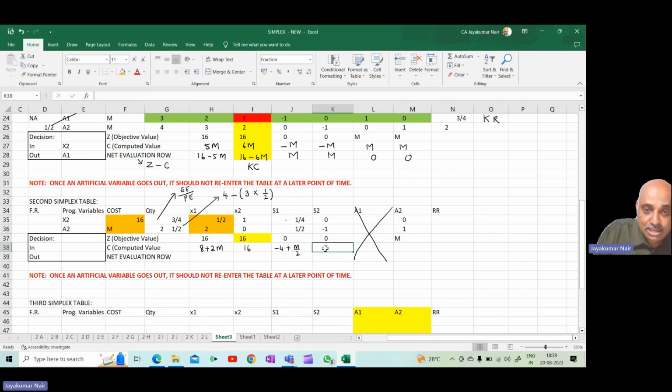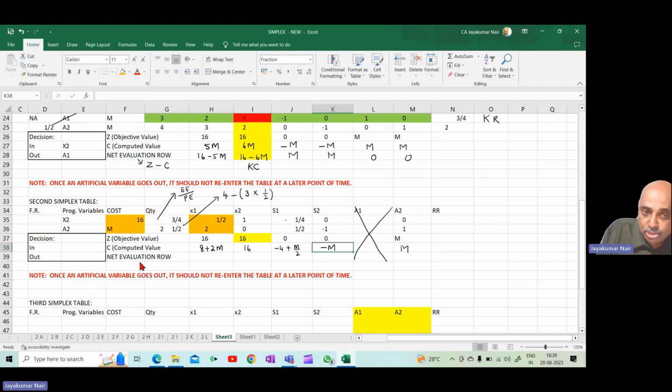The next one is 16 into 0 is 0, m into minus 1 is minus m, so 0 minus m is minus m only. And 16 into 0 is 0, m into 1 is m, so you get m.